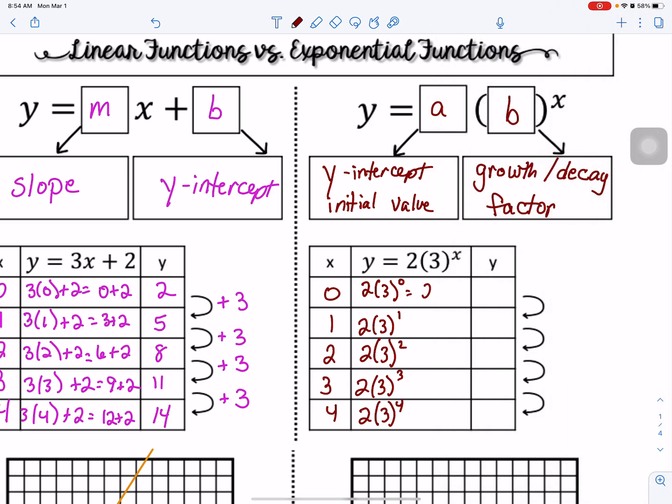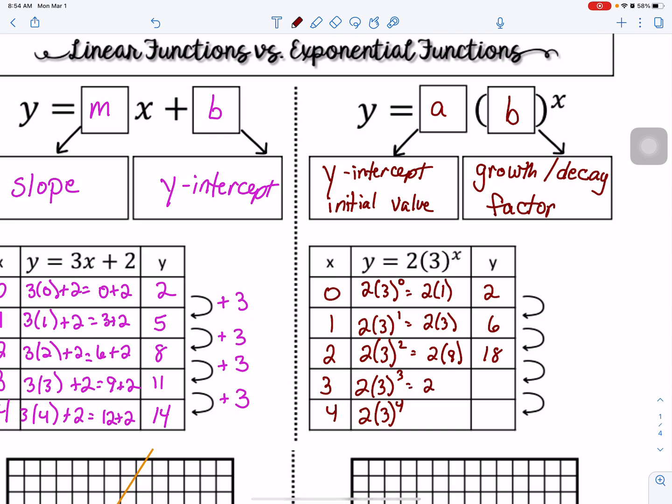So we end up with 2 times 1. You can type it into the calculator, and you can see where that is. And if you think about it, it's telling me right when I start, so it should be my y-intercept, or my initial value. And then 3 to the first is just 3, so 2 times 3, which is going to end up being 6. 3 squared is 9, so 2 times 9 is 18.